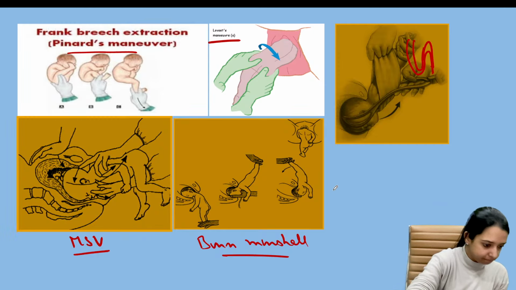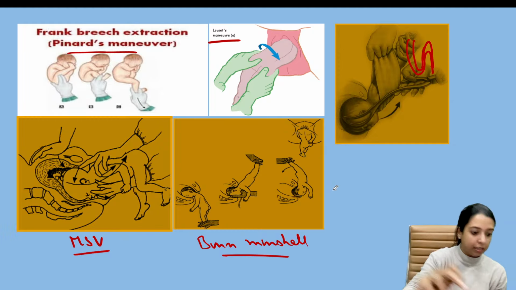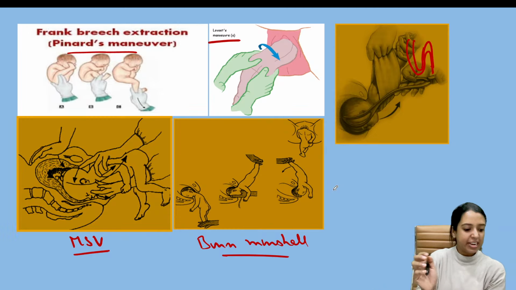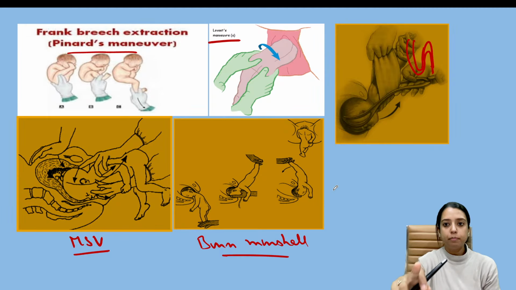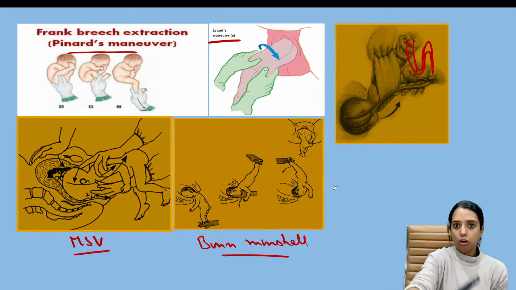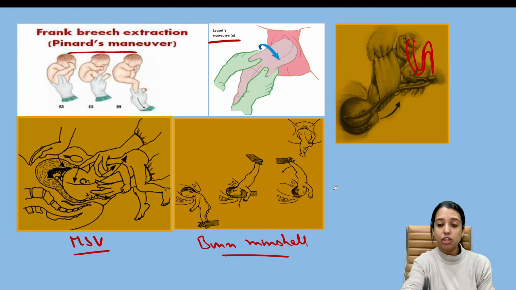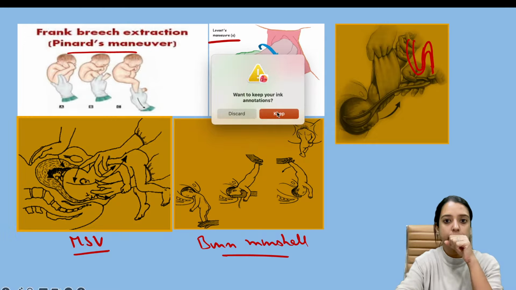ठीक है? Generally the ratio is 80-20, obs and gynae. The ratio is 80-20, it can be 70-30, but 70 is obstetrics, 30 is gynae. ठीक है? So Pinard's maneuver, Lovset maneuver, Mauriceau-Smellie-Veit, Burns Marshall and Piper forceps. ठीक है? Okay, maneuvers.